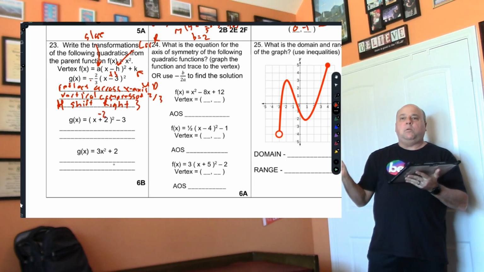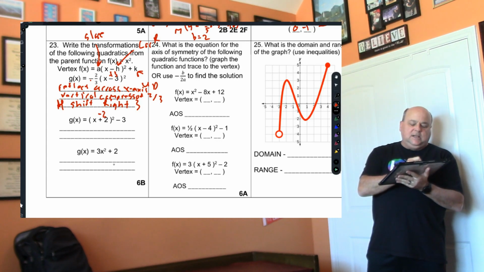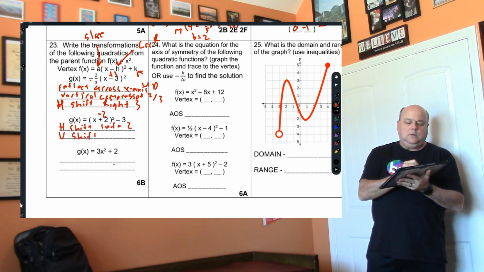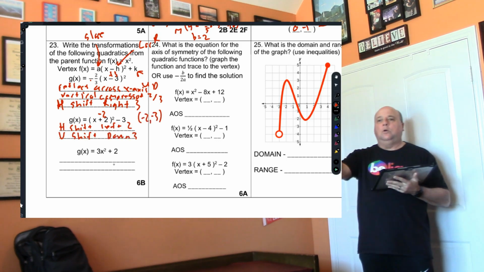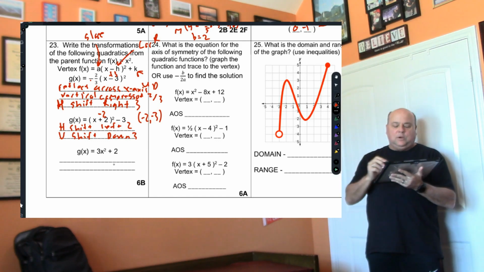The opposite of +2 is a -2. That is a horizontal shift left 2, and the minus 3 is a vertical shift down 3. So your vertex would be -2, -3, right? You would go left 2, down 3. That's basically what you're doing here.